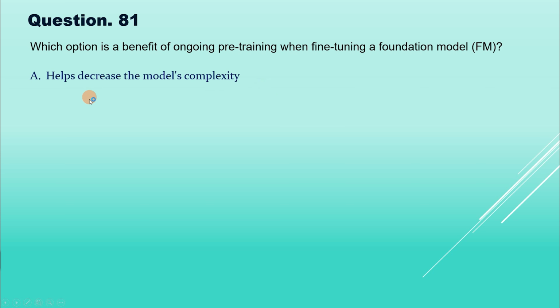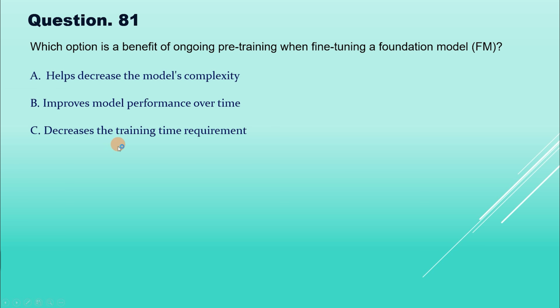Here are the options. Option A, helps decrease the model's complexity. Option B, improves model performance over time. Option C, decrease the training time required. Option D, optimizes model inference time. Take your time to guess the correct answer.